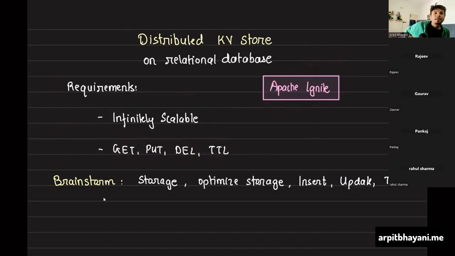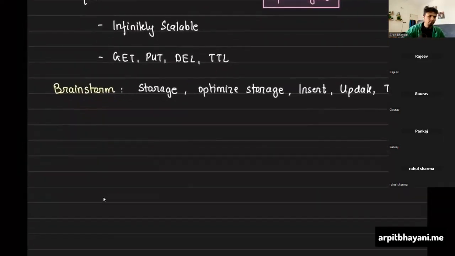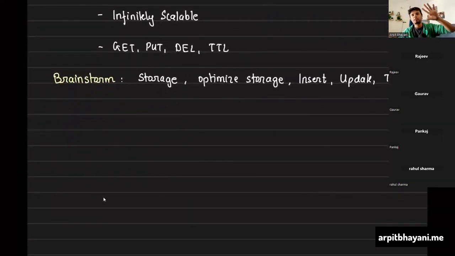The best part of this is we'll not restrain ourselves to just relational databases. We'll also take small detours to understand how Redis does a few of these things, which will be quite interesting for you to know. The brainstorming that we'll do will be in 5 parts: storage, optimization of storage, inserts, update, and TTL. So let's start with storage.